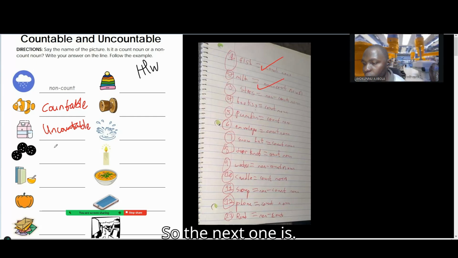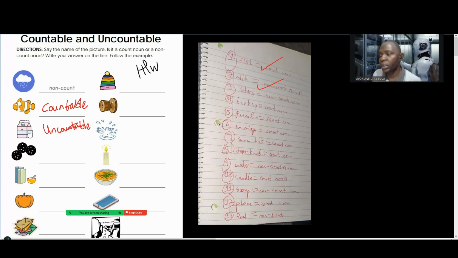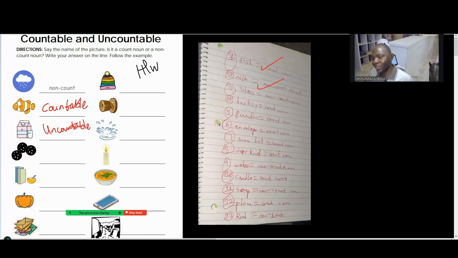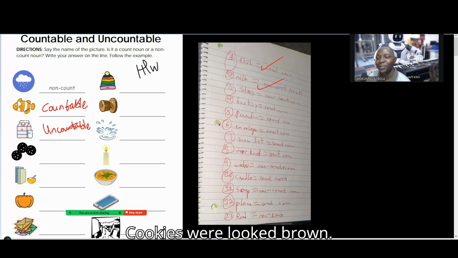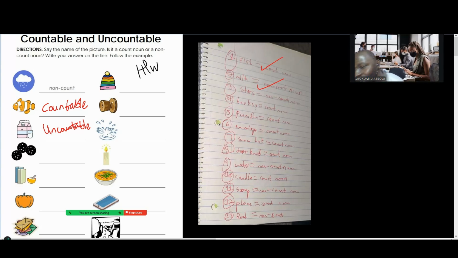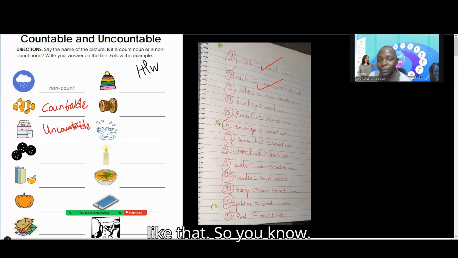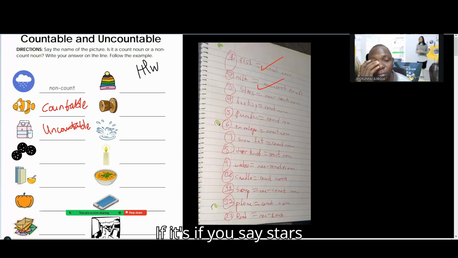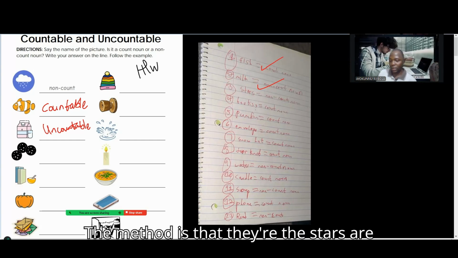So the next one, is it actually stars? I think so. Or cookies? I'm not sure. Cookies will look brown. Yeah, it looks brown or black. If you say stars, uncountable, but the main thing is that the stars are numerous, right?